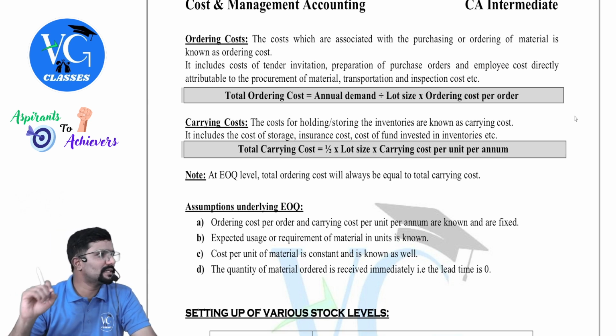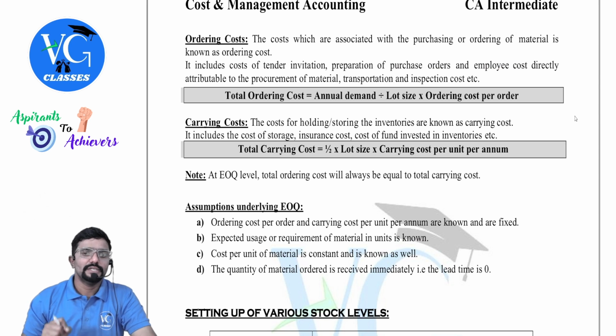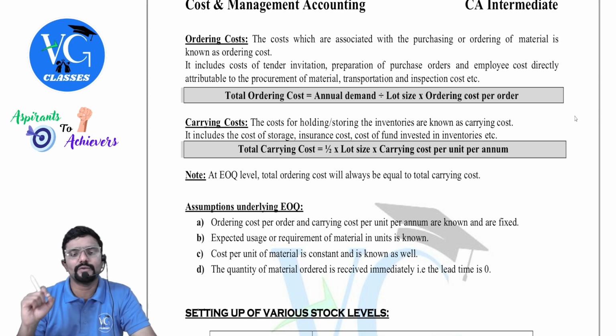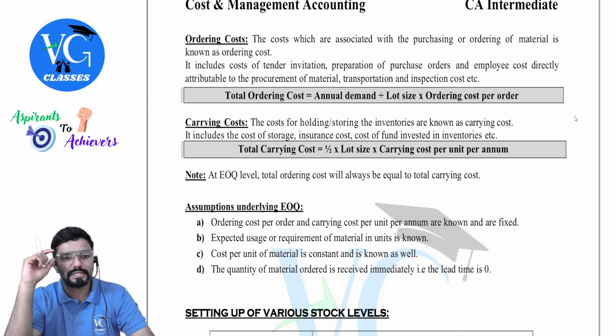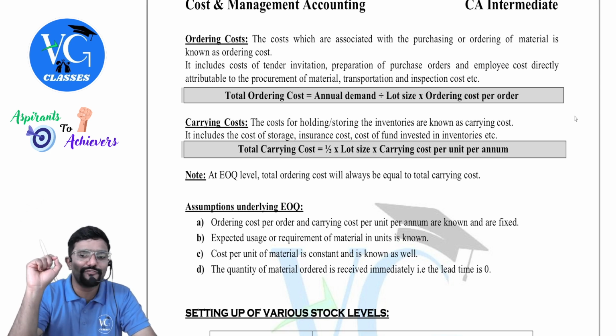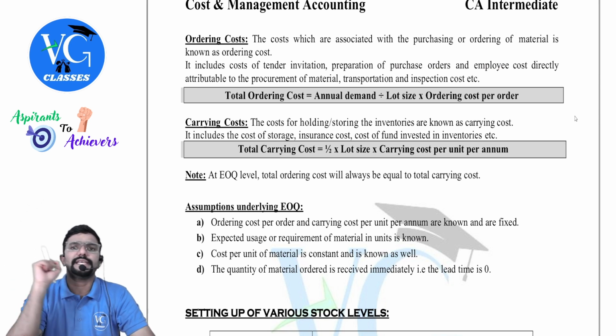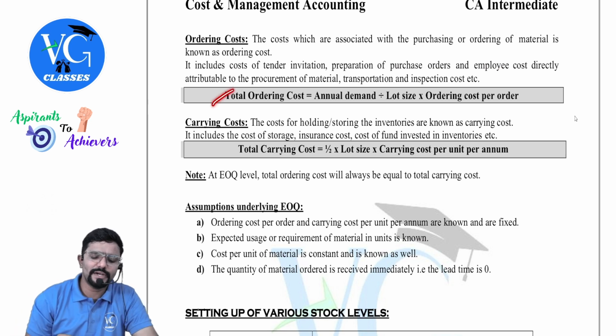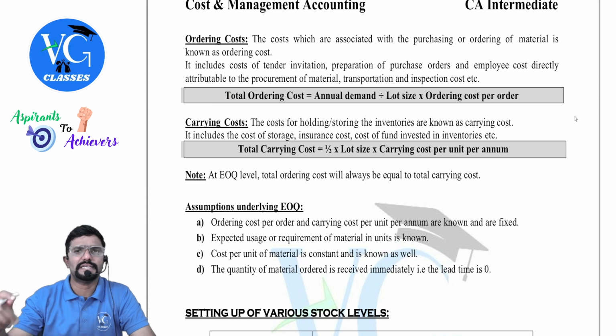Okay, sir. Next, coming to carrying cost. The cost for holding or storing the inventories is known as carrying cost. It includes the cost of storage, insurance cost, cost of funds invested in inventories, etc. Yes, we have some formula to calculate total figures and all. We will see that later.